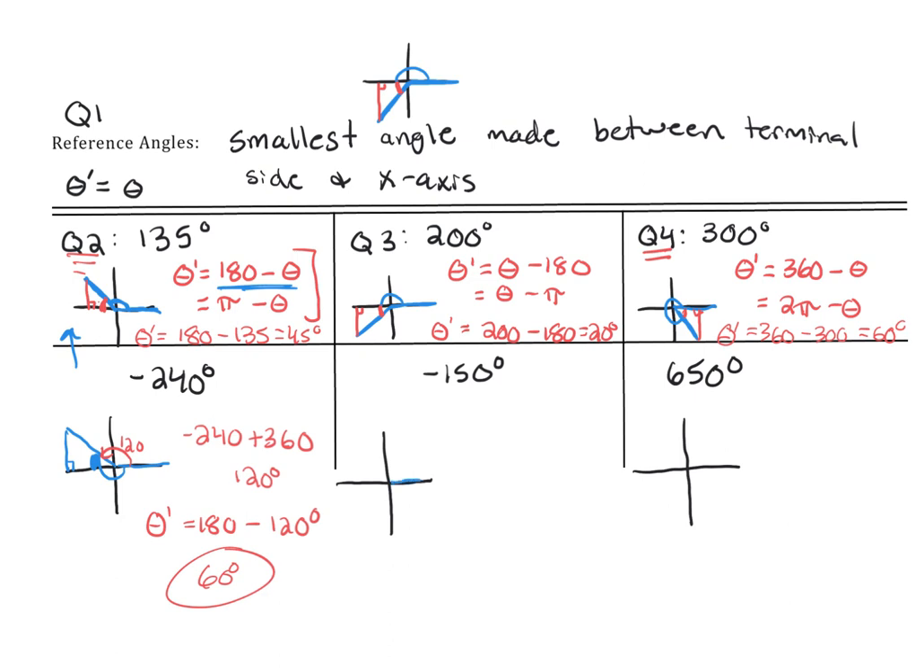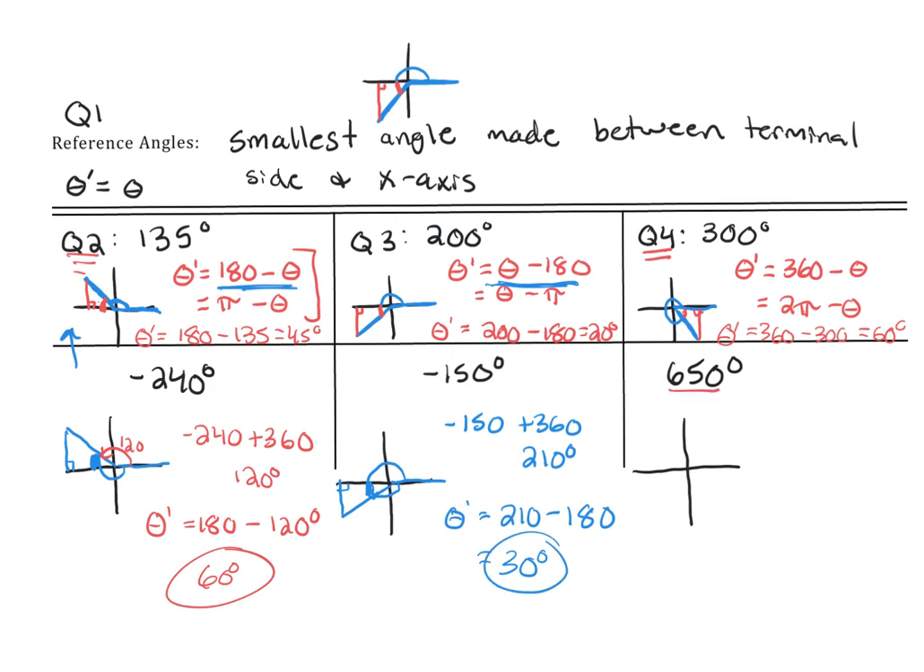Okay, so negative 150 going this way. If you cut to the x-axis, what we want to find is this angle right here. So let's get the coterminal angle. We want to do negative 150 plus 360. So that's 210 degrees. That means going this way is 210. And now, because we are in quadrant 3, to find our reference angle, it is 210 minus 180, which is 30 degrees.